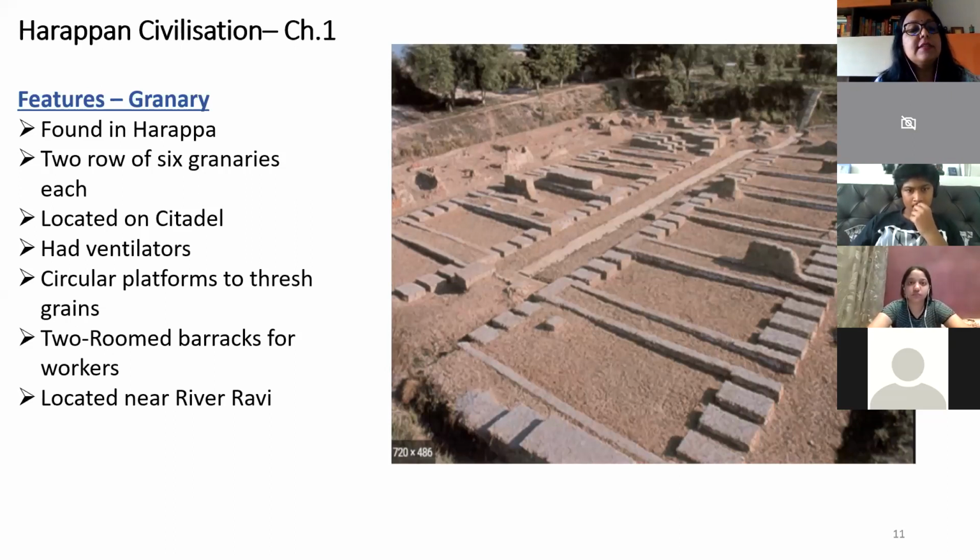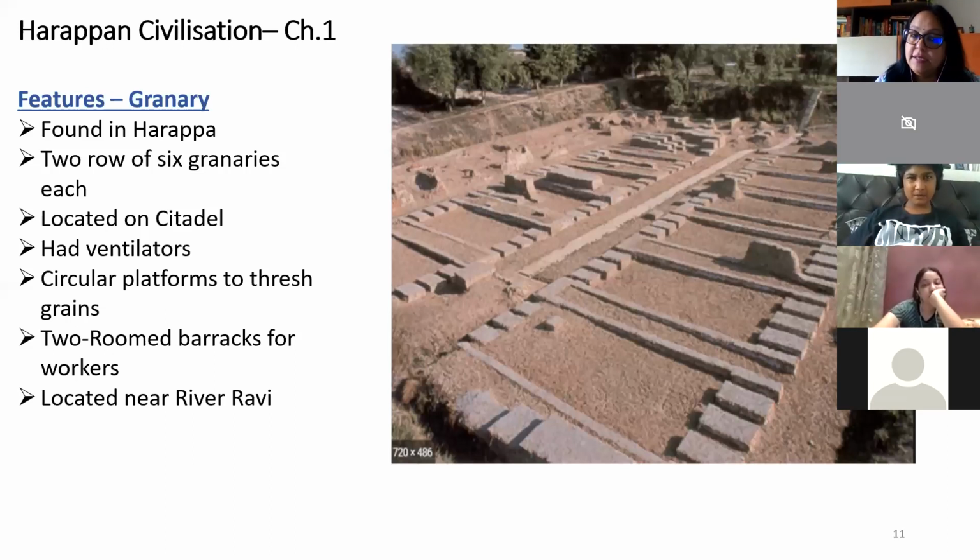Clear? Next, circular platforms for threshing the grain were there, and two-room barracks for the workers to live or rest in while they were threshing the grain. It was located near the rivers in order to help in the transportation of grains, etc.